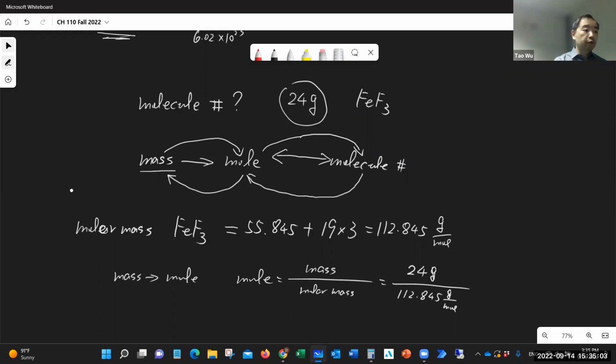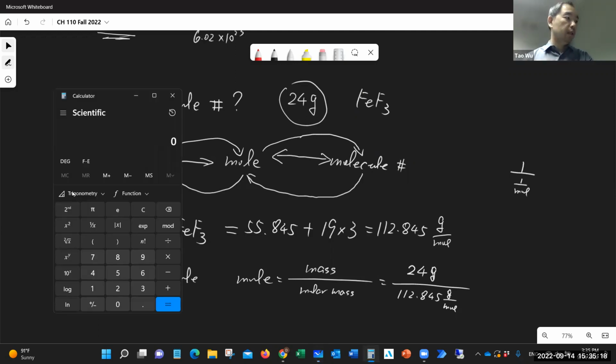And mole will flip up to become 1 over mole, so the unit will be mole. Okay, so let's put this into the calculator. 24 divided by 112.845, and you got 0.2128.